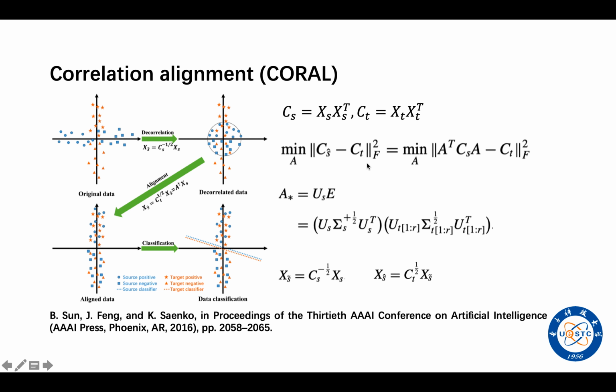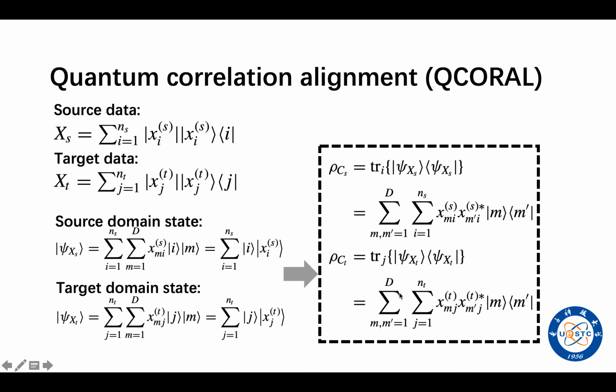According to the goal of the QCORAL, the objective function can be defined as this equation. Subsequently, we can obtain the optimal transformation matrix A star. Thus, the decorrelated source domain data and the aligned source domain data can be obtained. However, the algorithmic complexity of the QCORAL can be prohibitive with the increase of the number and the dimension of the given data. In our work, two different types of quantum implementations of the QCORAL are presented.